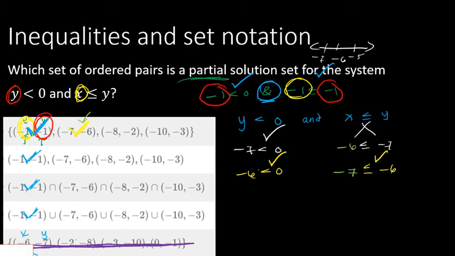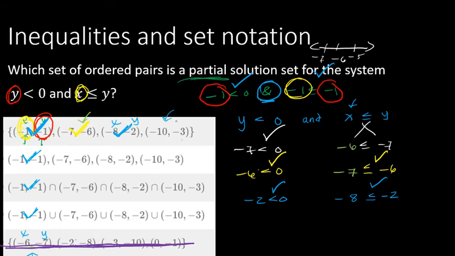And let's just continue on with that pair. This time x is going to be -8, so I plug in a -8 for x. y is going to be -2, so I plug in a -2 for y. -2 is less than 0. That's true. -8 is less than or equal to -2. That's also true. So that's another good solution.